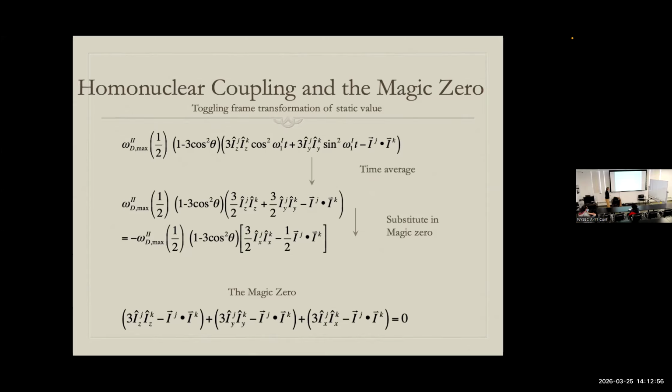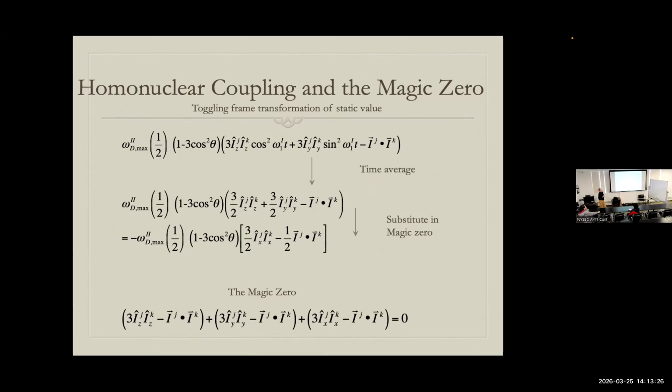And I'm going to use the thing called the magic zero, which is that we know that if I take 3 IZ minus I dot I, and then we rotate that to the other two orthogonal directions, so 3 IY minus I dot I, 3 IX minus I dot I, if we add all three of these up, we get 0. That's called the magic zero.